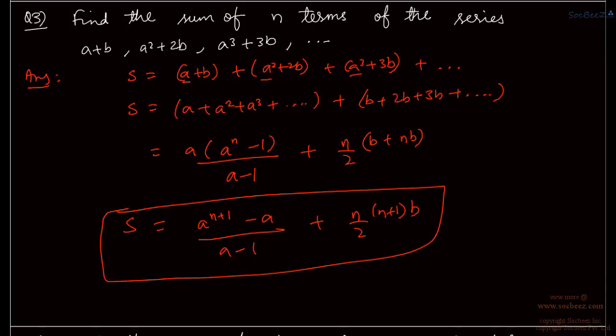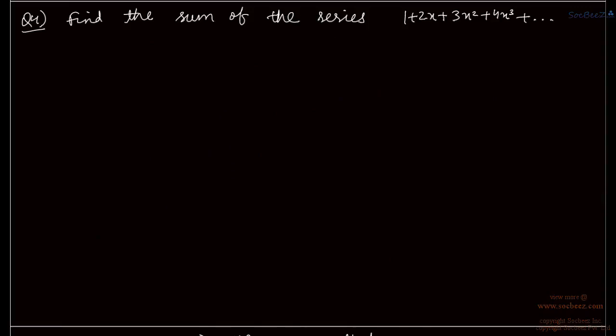So we see that it's a pretty simple problem when you segregate both the series and work on them individually. Right? So the first is just a simple geometric progression, the second is an arithmetic progression, add them and you get the answer. Now find the sum of the series 1 plus 2x plus 3x squared plus 4x cubed and so on.